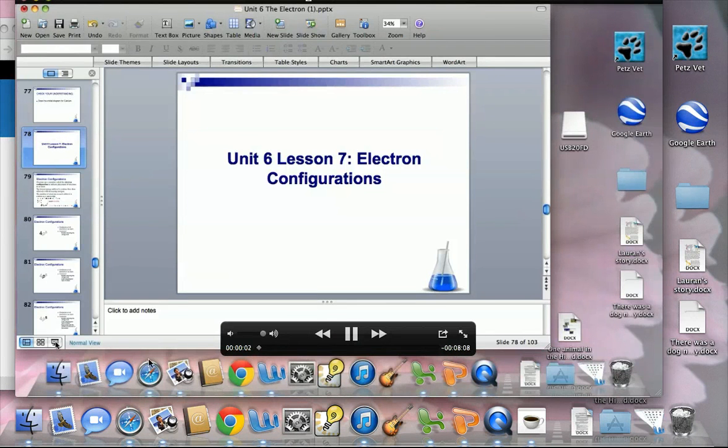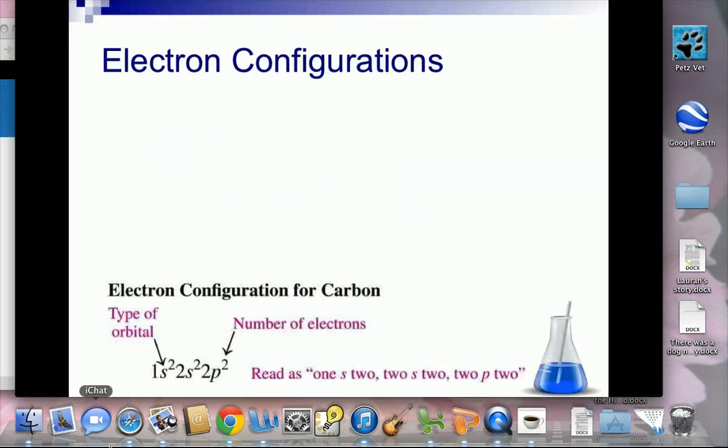Welcome to Unit 6, Lesson 7, Electron Configurations. We're going to look at how to write electron configurations longhand and shorthand. So the electron configuration is showing us right here one way to show the electron configuration.